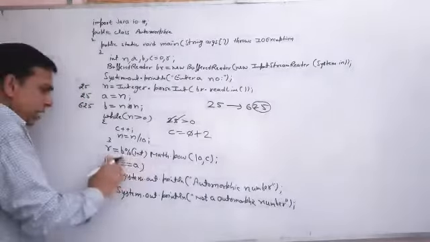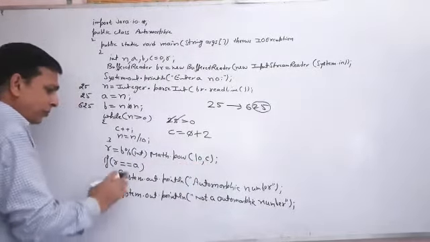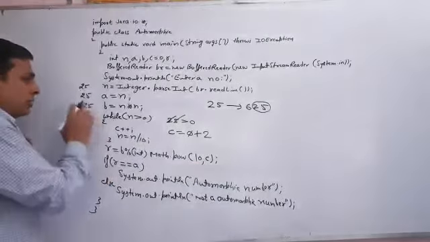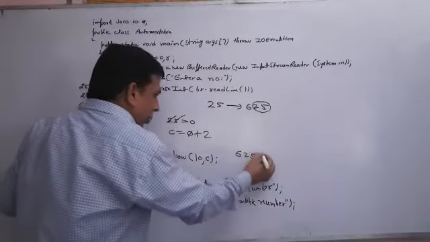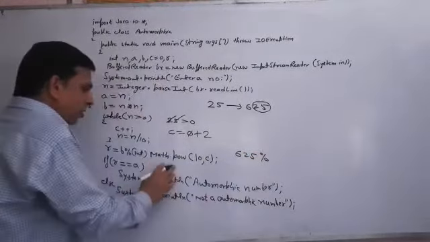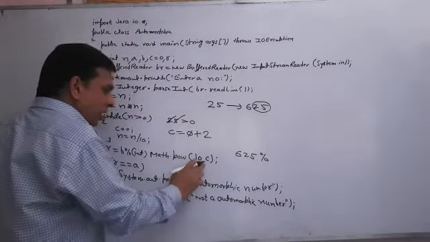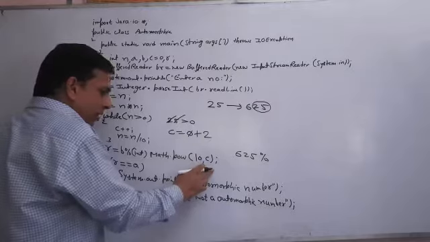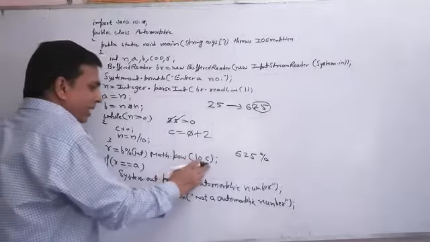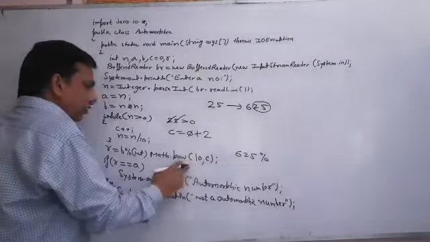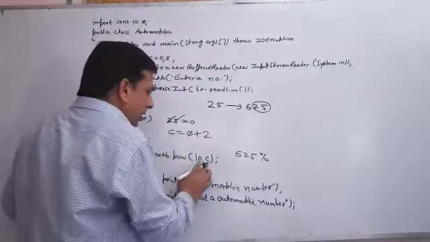See this line, r equals b modulus int Math.pow(10, c). What is b? 625, modulus by Math.pow(10, c). 10 comma c means 10 to the power 2. So 10 to the power 2 means 100.0, because whenever we use the power function, it gives the answer in the form of a decimal. So your answer is 100.0.